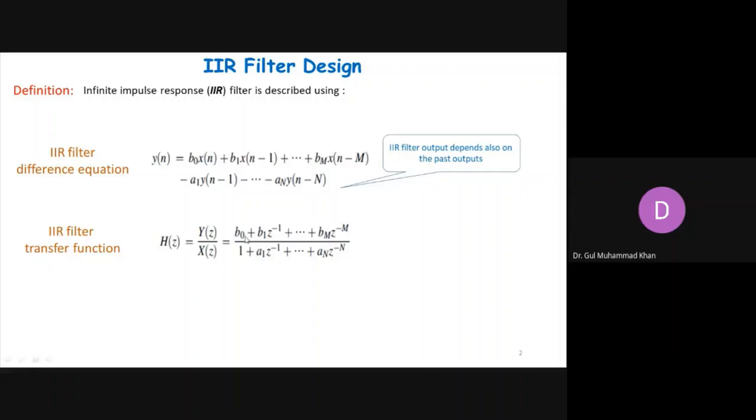Also, if you look at this, the numerator represents the zeros and the denominator represents the poles. We had a discussion about it previously as well.